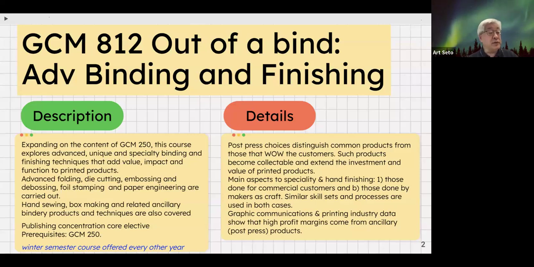So the highest profits in the graphic communications and printing industry are from ancillary services. These include advanced binding and book arts type products. These are products that turn an ordinary print product into one that wows the customer and where high profit margins can be achieved.